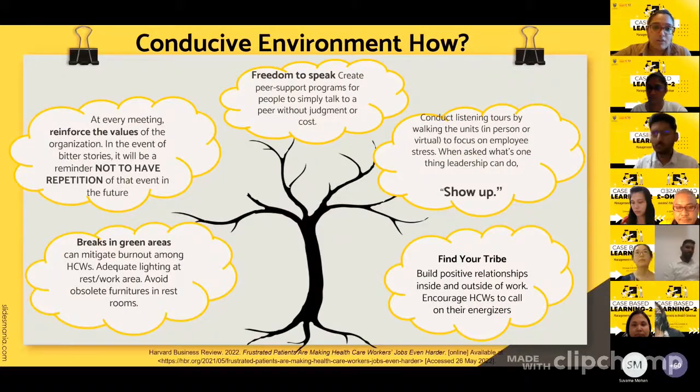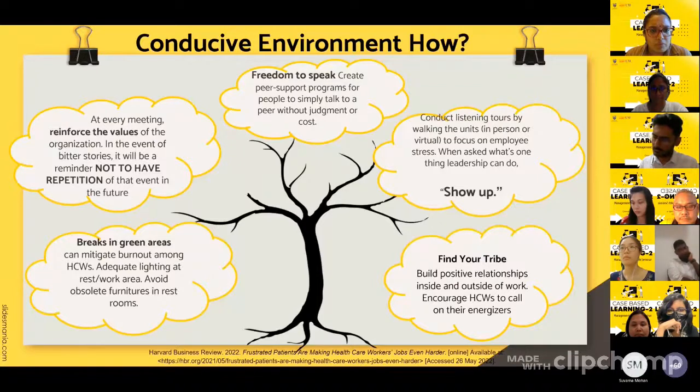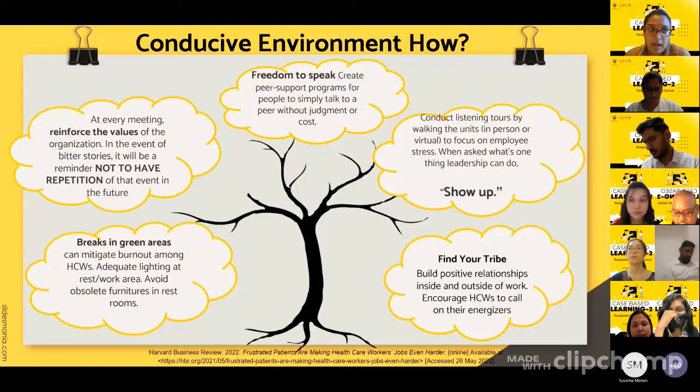Okay, and how do we create a conducive environment? So I think the first thing that I would like to talk about is freedom to speak. I think this has been covered earlier, like creating a peer support group for people to simply talk. Even if it doesn't involve your own manager, you could always talk among your colleagues. And apart from that, at every meeting, as a healthcare manager, I would like to reinforce the values of the organization, like any issues or stories that have happened for the past one month, whether it's a sweet memory or a bitter memory.